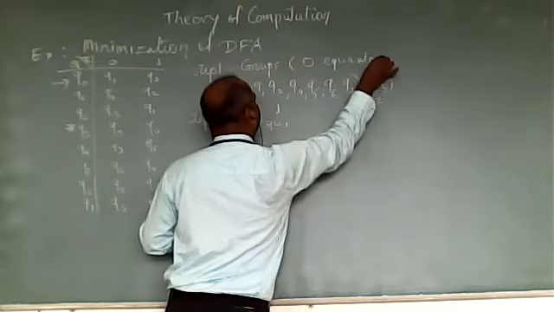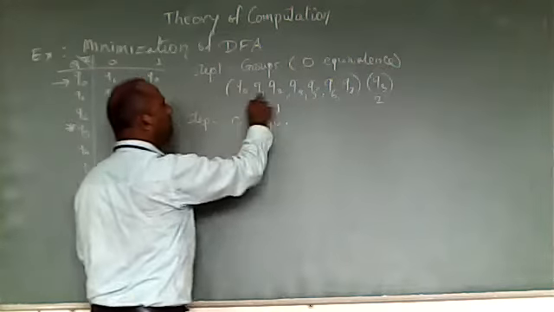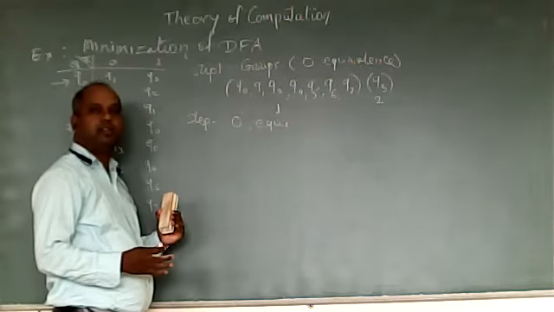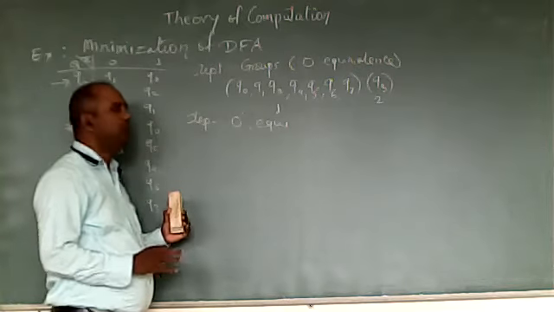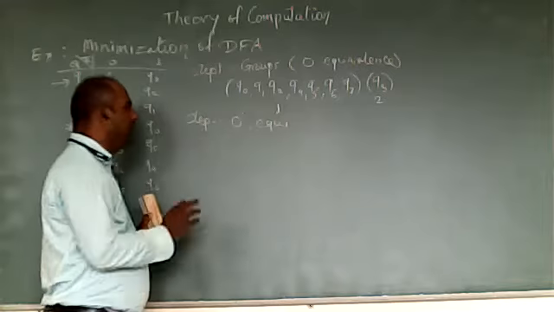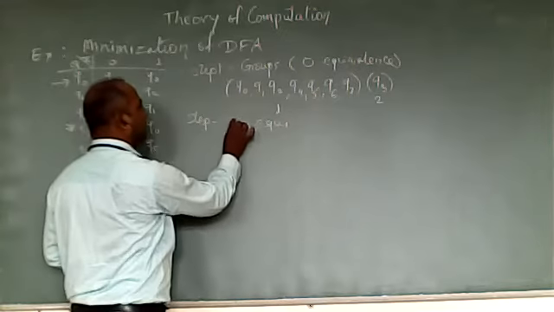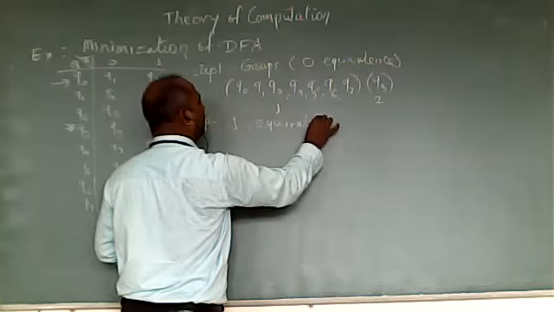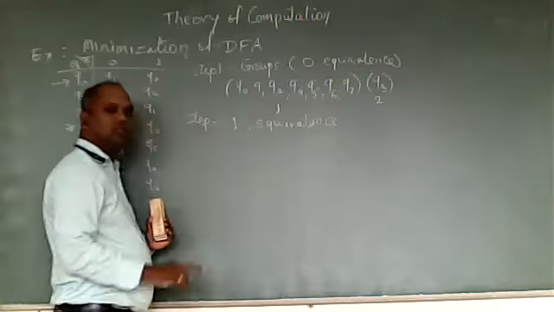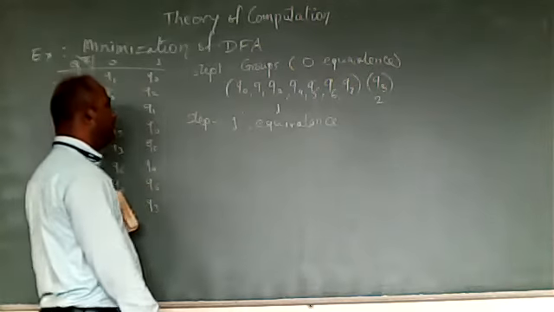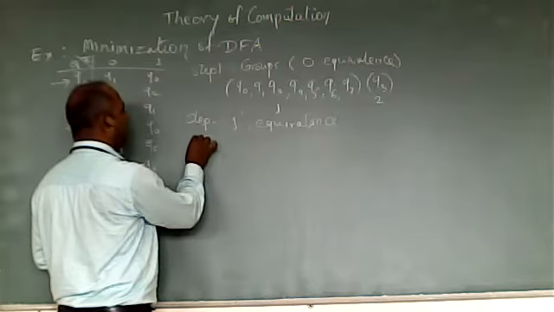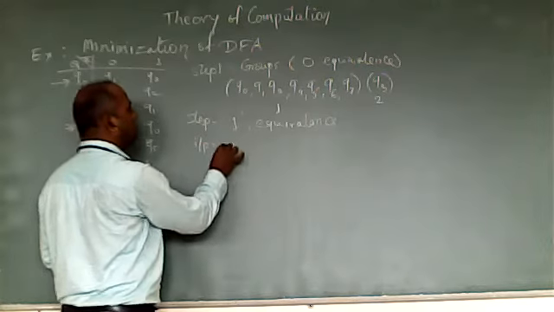What do we mean by zero equivalence? Here we do not consider any input. Just with the help of final and non-final, we are dividing the groups. That is called zero equivalence. The next step is checking the one equivalence. One equivalence means one alphabet as an input. We start with input 0.